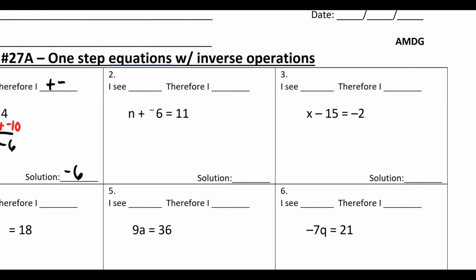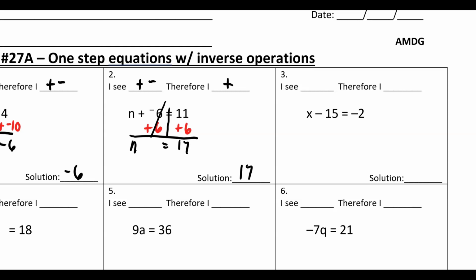And n plus negative 6. I see plus a negative, so therefore I'm going to add a positive. Draw your scale, show that both sides of the equation are equal. And again, plus a negative, so I'm going to say plus 6, make sure everything lines up. Negative 6 plus 6, that's 0. So n is equal to 17.